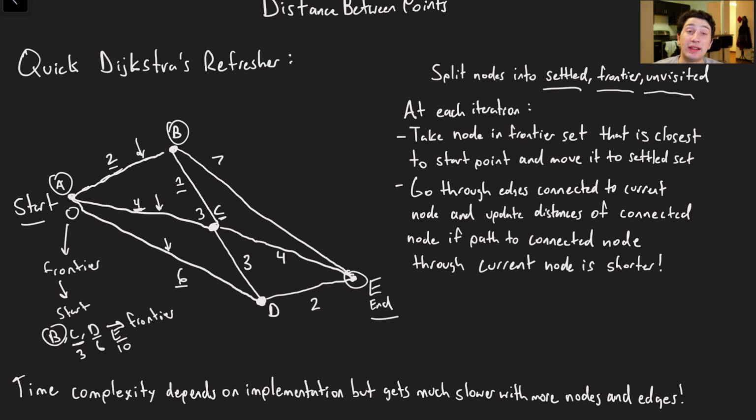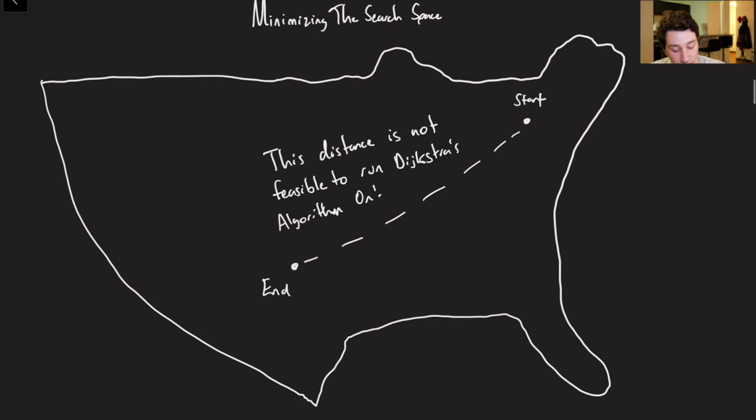We can use something like an array list, we can use something like a priority queue, and these all definitely have trade-offs. But the point is, as the number of vertices and edges in our graph increases, Dijkstra's algorithm is going to become a lot slower. And this is something that is important to note.